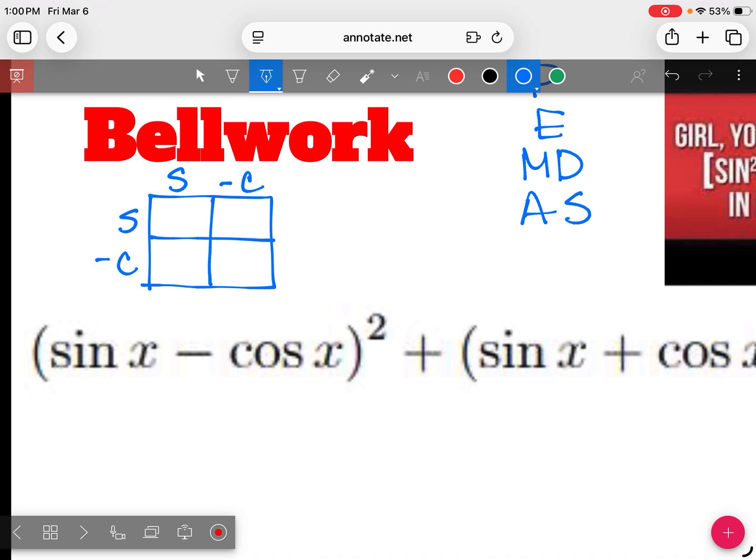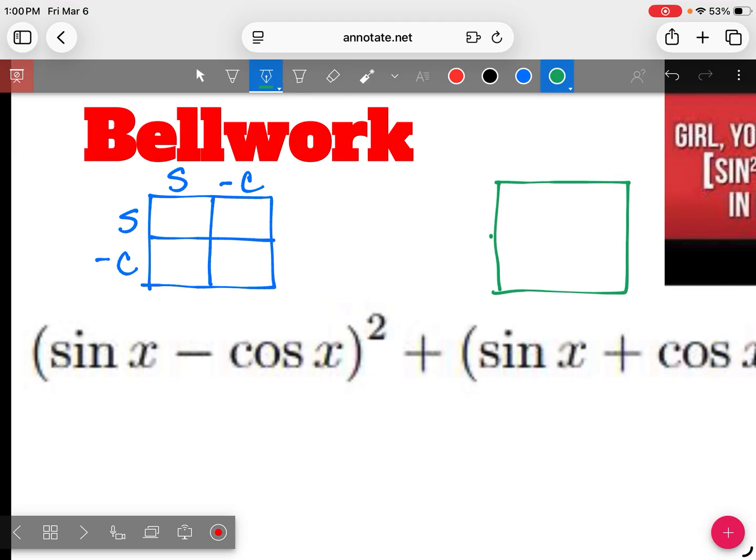And then you're going to make another box. And in the other box, you're going to take S plus C times S plus C. So go ahead and do that. Fill in your 8 squares, combine your like terms.